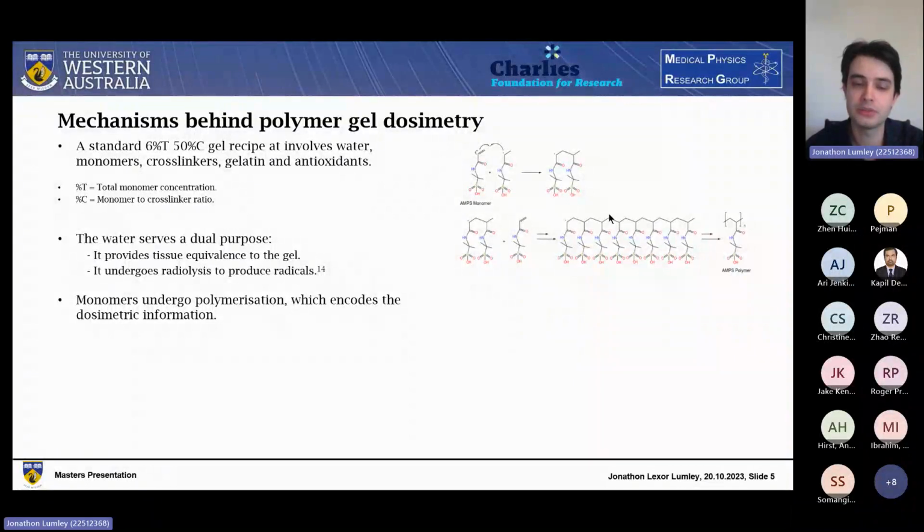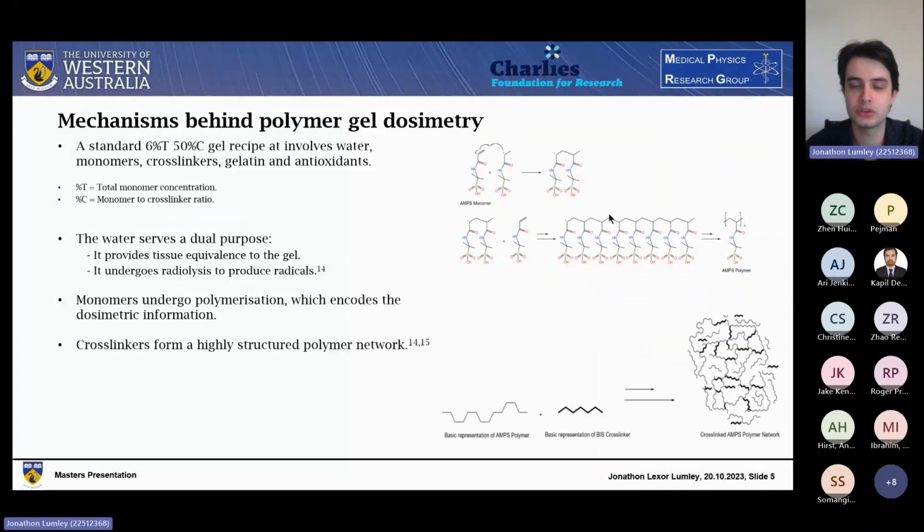However, these polymers are actually soluble in water, meaning that they will dissolve in water, and thus we introduce cross-linkers. The cross-linkers basically link two polymer chains together, and what this does is it forms a highly structured polymer network, which is not able to dissolve in water anymore.